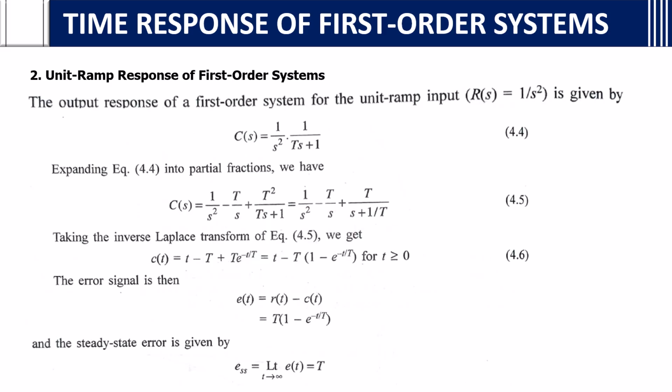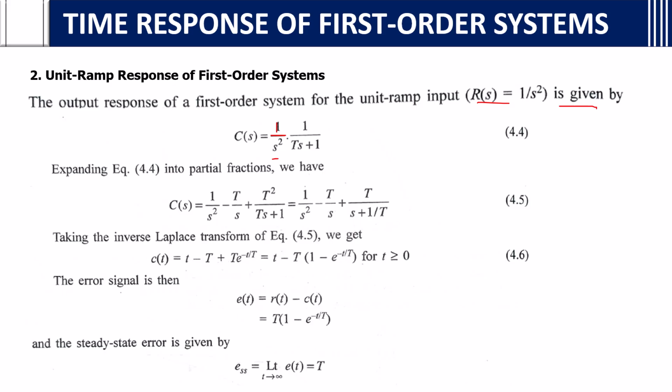Now we are done with unit step. Now we will go for unit ramp response of the first order system. The output response of a first order system for the unit ramp input. You know that the unit ramp input has R of s as 1 by s square, that is the Laplace of the unit ramp. Earlier we substituted 1 by s for the unit step; for unit ramp, it is 1 by s square.